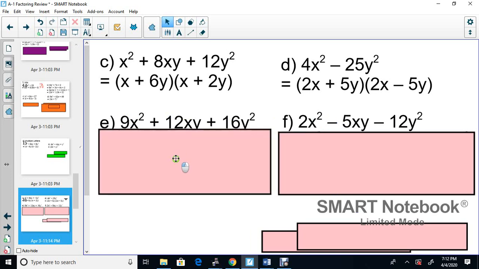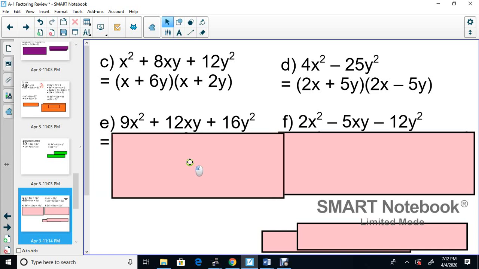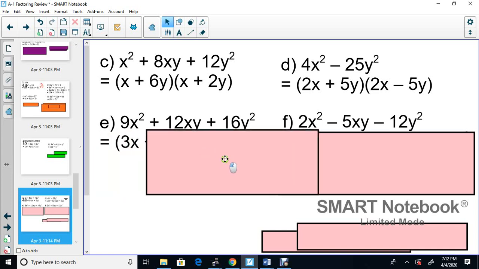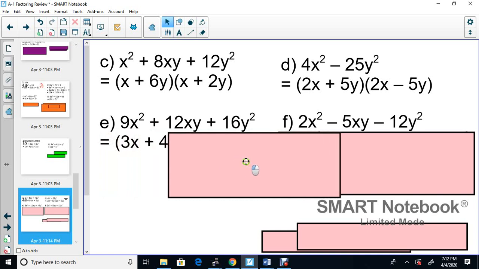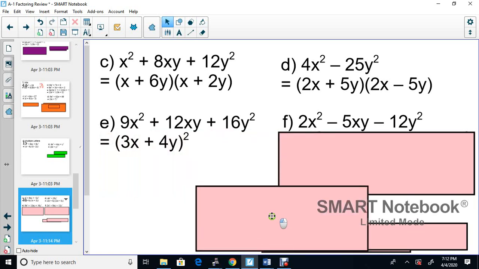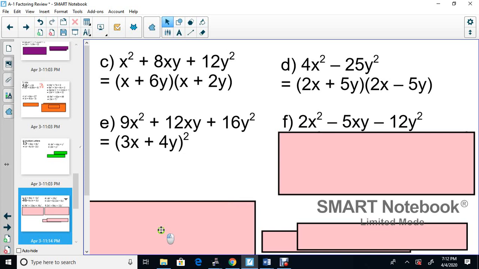3x squared. Now I purposely made these boxes the same so it looked like they had the equal amount of work, but this one has a lot less. There's 3x, square root of, there's the plus in the middle, square root of that's 4y, and it's 3x plus 4y squared. So in this case, you've got to include the y. And the final one's decomposition.